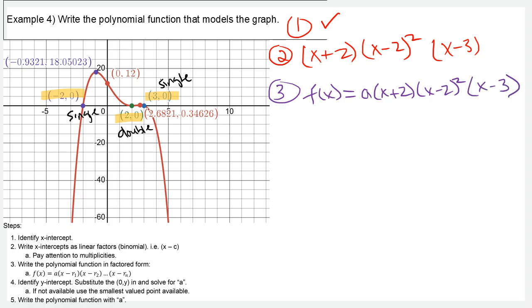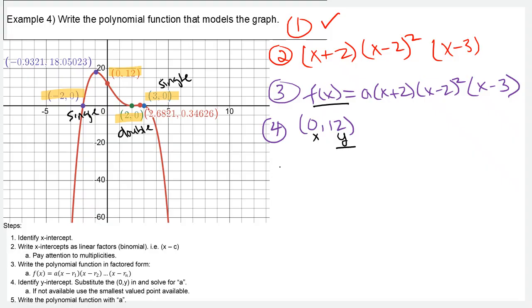Okay. Step 4 is to identify your y-intercept. So we're going to find the y-intercept, and from the y-intercept, we're going to use it. Our y-intercept is at (0, 12). We're going to take 0 and 12 and plug them in for our x's and y's to help us find our a. So f of x, remember, is the same thing as y.